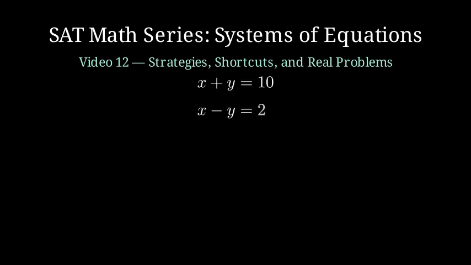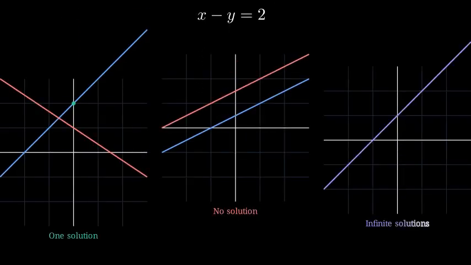A system of equations is simply 2 or more equations with the same variables. Here's a basic example. Our goal is to find values of x and y that satisfy both equations at the same time. Think of each equation as a line. The solution is where the lines intersect. There are 3 possible outcomes: one solution, no solution, or infinite solutions.